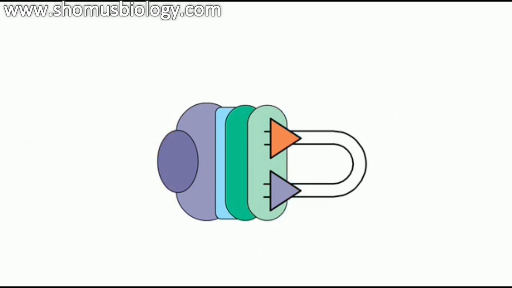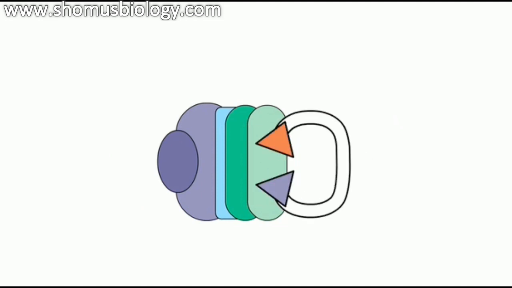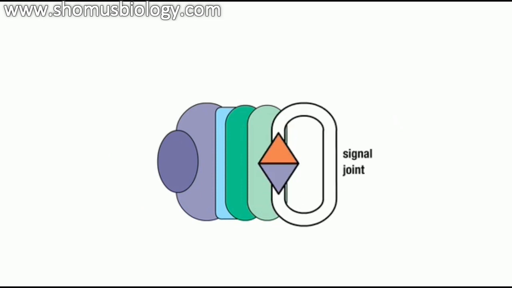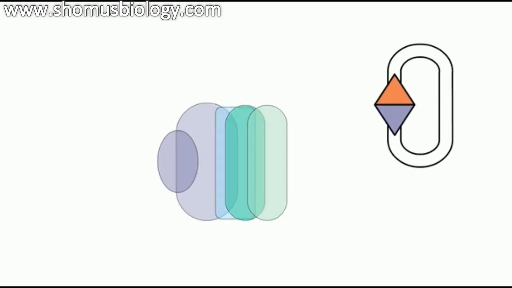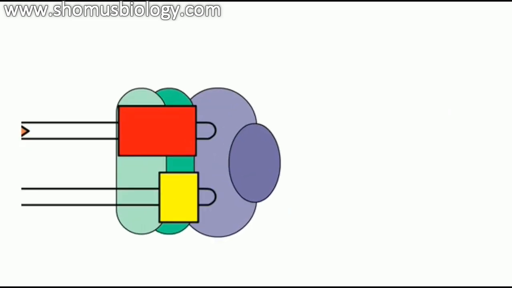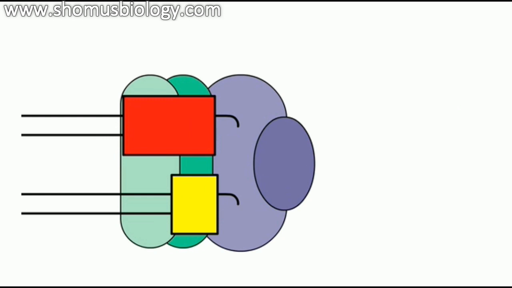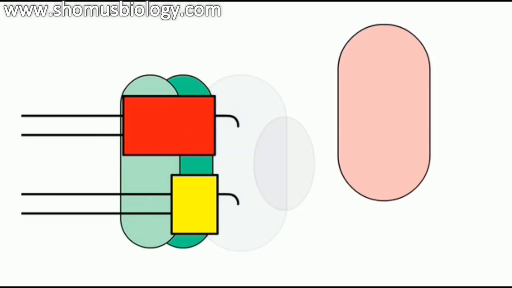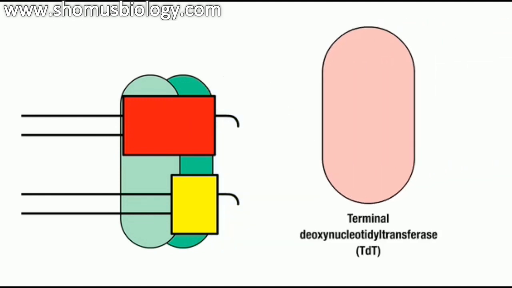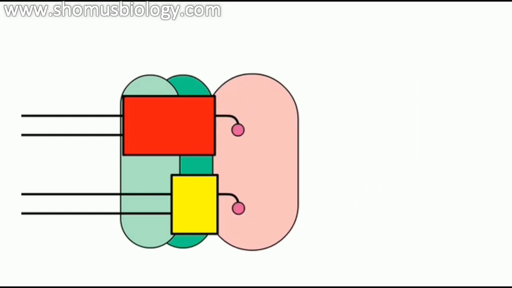The DNA hairpins at the end of the gene segments are then cleaved. An additional enzyme, terminal deoxynucleotidyl transferase or TdT, is recruited and adds additional nucleotides to the end of the DNA strands. The other enzymes in the complex ligate together the two ends of the gene segments, thus completing the process of recombination.